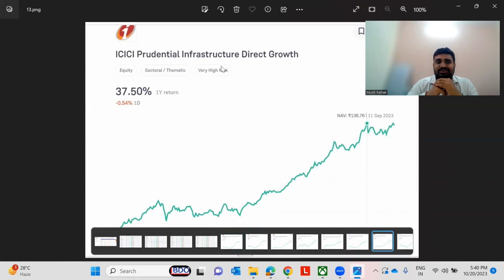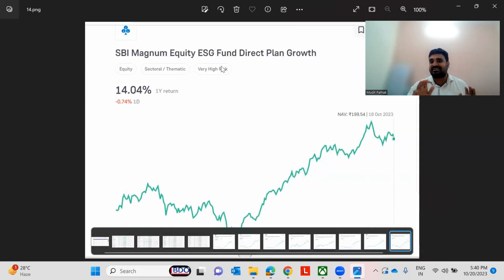Infrastructure, see the tremendous growth, 37.5%. We saw manufacturing gave a tremendous return of 33.7, and this is 37.5. So you can see this is quite hand in hand, but still a difference is there between manufacturing and infrastructure. So yeah, this is the difference. Sectoral is targeting a sector. Thematic is targeting a theme. If you think that a country's infrastructure is growing, the related stocks and the related mutual funds will be growing for that.